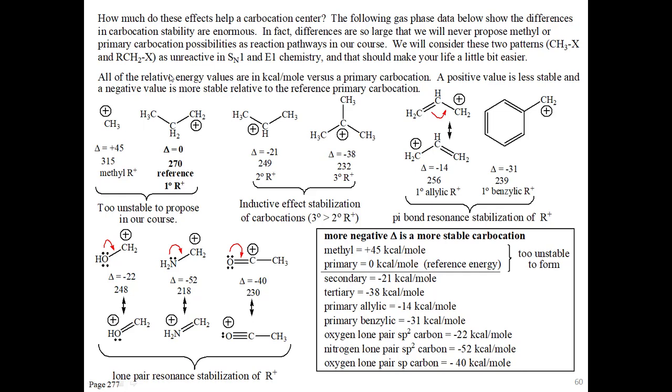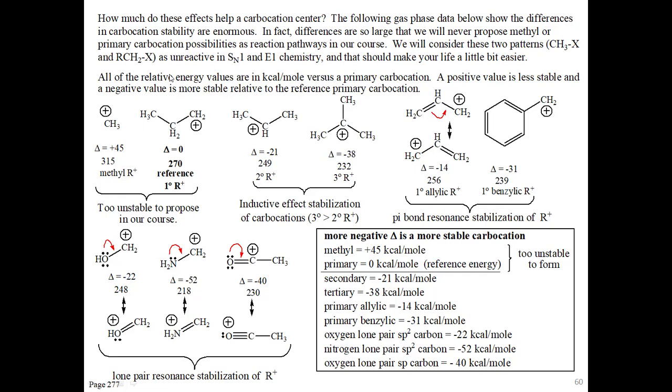And if I look at the tertiary with 3 R groups inductively donating in, this drops down to be 38, more stable than the primary. And so you can see it's also more stable than the secondary because of the additional inductive effects of the R groups. Here's a primary carbocation, but it has a pi bond next door, so we have resonance, and that lowers its energy 14, which is just good enough to make it possible. If I have a whole benzene ring here, I can put the positive charge at 3 places, adjacent and across and adjacent. And so the energy is actually 31 kcal per mole more stable than the primary. So pretty stable carbocation, even though it's primary.